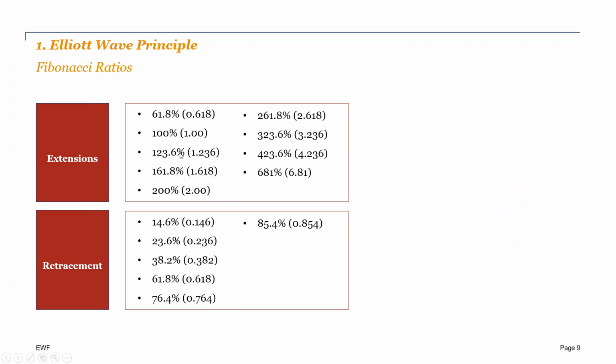100%, 123.6%, 161.8% usually is for wave 3 in an impulse. This 200 to 261.8, this one usually is also in wave 3 of a very strong impulse. It can go all the way to even, I think for Forex, I don't think Forex is ever going to go to 6.81. This is usually for stock. But I think 161.8 is very typical for wave 3 in Forex. And then 100%, 123.6% is by far the most common. And then 61.8%. So these are the important ratios.